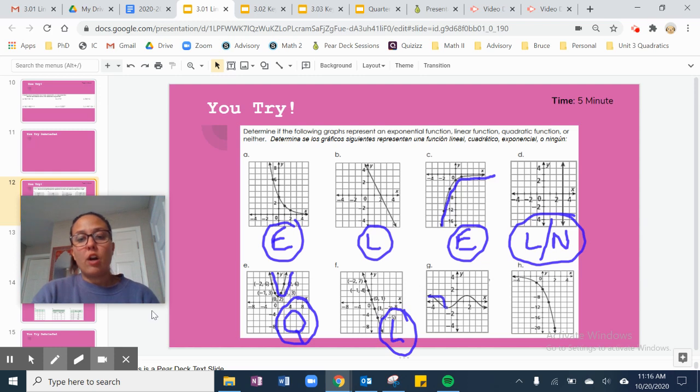For G, you are going to learn about these functions eventually. It looks like a trig function, but we're not learning about those yet. That's next year. So this will be neither. And then for this function, again, super flat and then super steep. So this is going to be exponential.